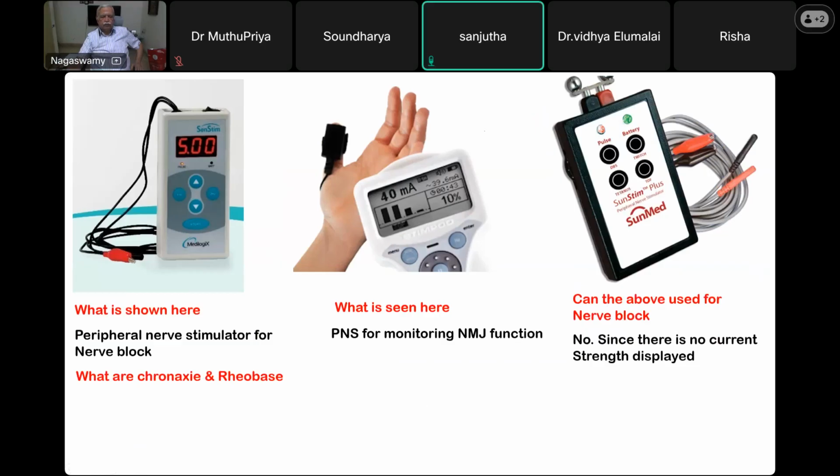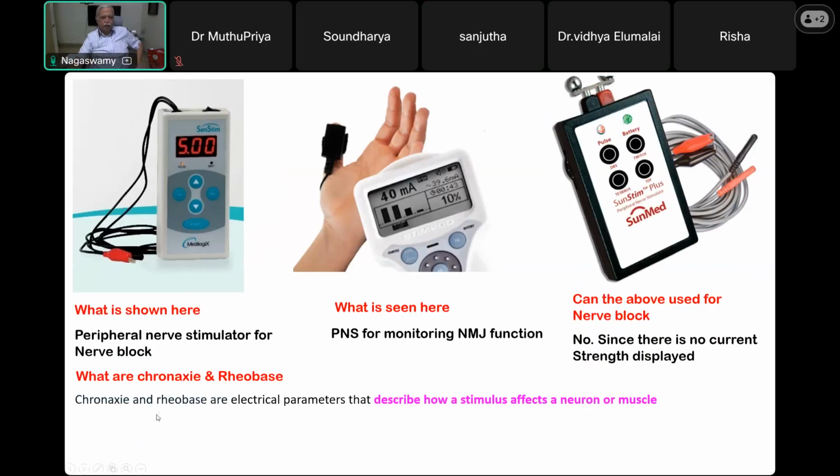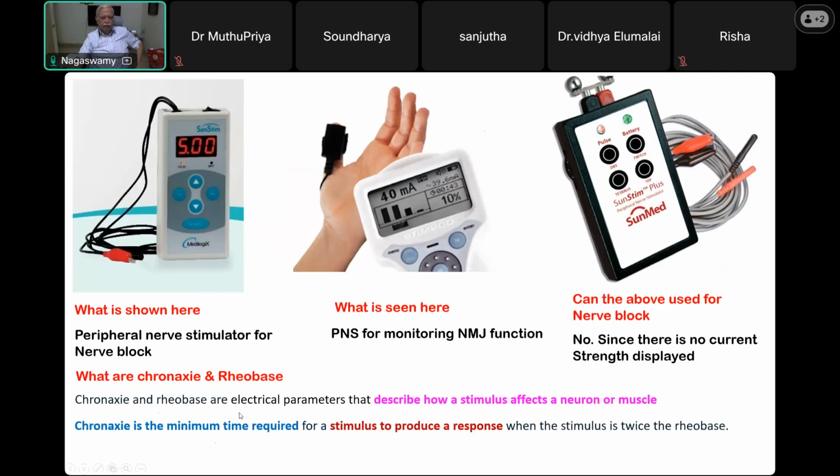Rheobase is the strength of the current required to produce a response. Chronaxie is the time required to excite the tissue when the stimulus is twice the rheobase. Okay, so remember that chronaxie and rheobase are electrical parameters that describe how a stimulus affects a neuron or muscle. Chronaxie is the minimum time required for a stimulus to produce a response, and rheobase is the minimum current stimulus strength to elicit a response. Okay.